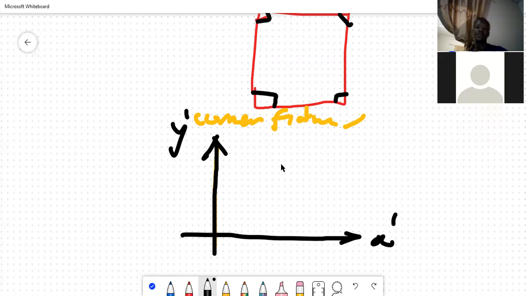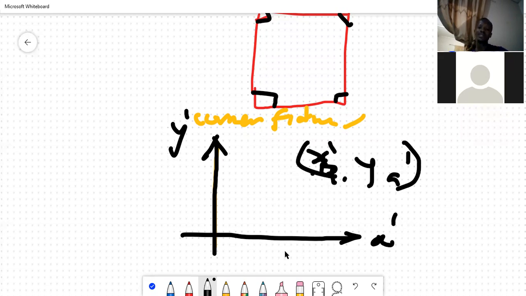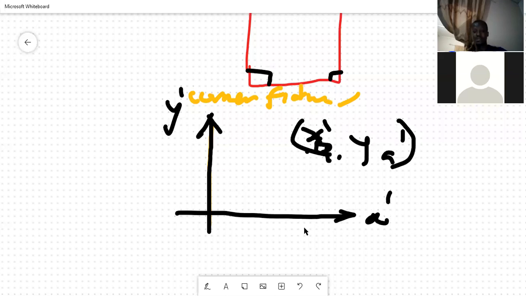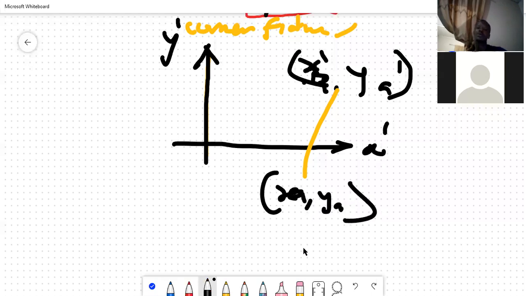So Y prime. If you have a point A, you'll have X prime A, Y prime A as coordinates. And that same point will have three different coordinates. It will have X_A, Y_A in the photo coordinate system. If you superimpose the three systems, you will have one point with the same coordinates, X_A, Y_A.